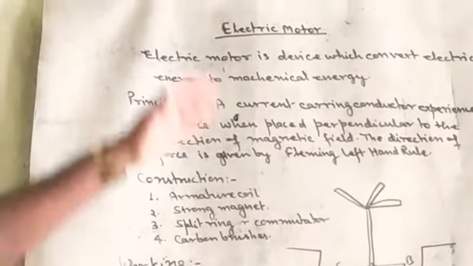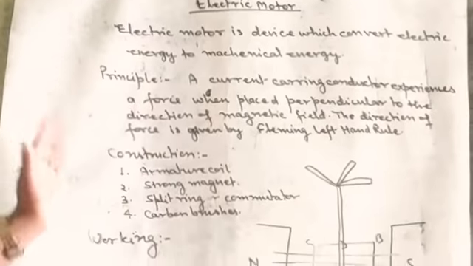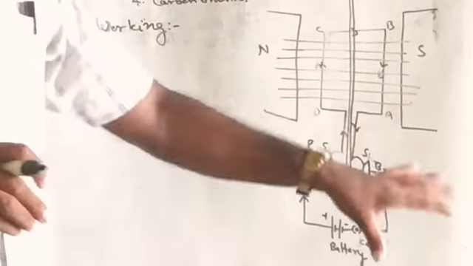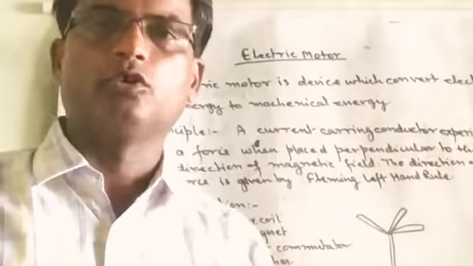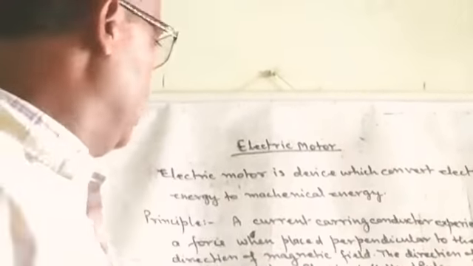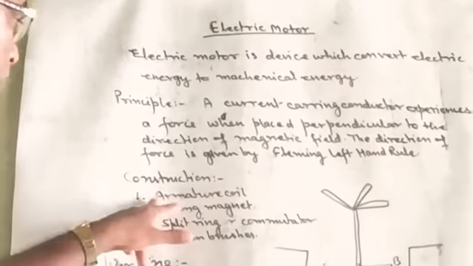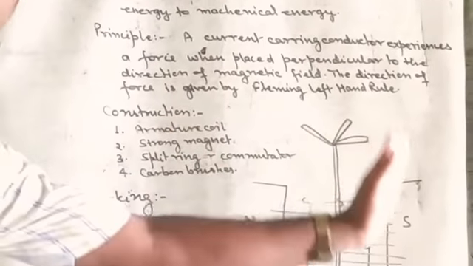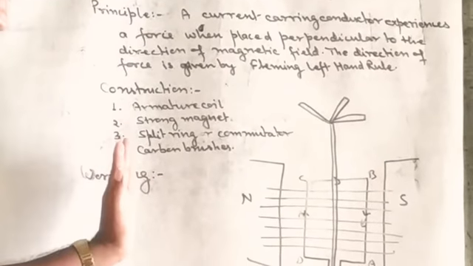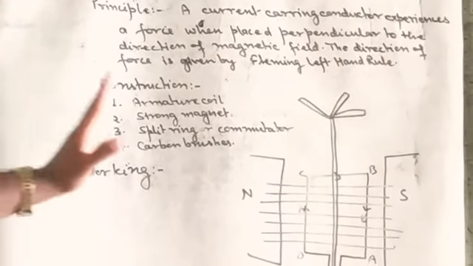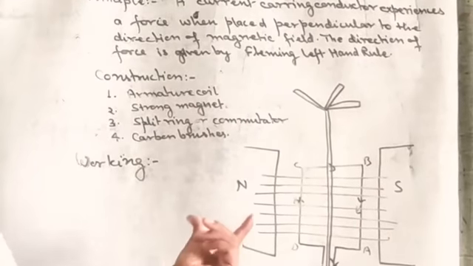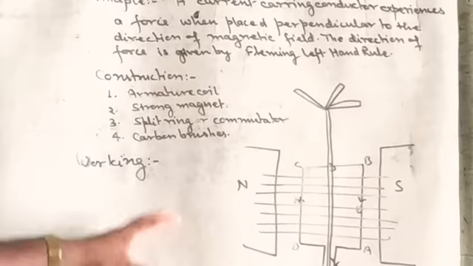In your examination, they ask for principle, construction, and working with diagram. Complete all of this in your fair copy. Construction, working. One more question, definition and function are also asked. Then you can prepare this very well. Definition, working, and function. All these four points, write the working in your own words and complete it in your notes.